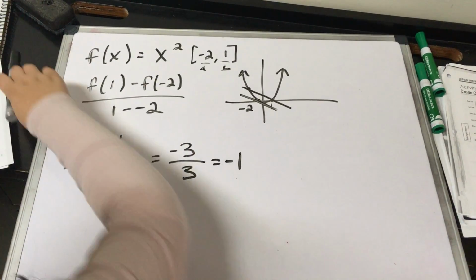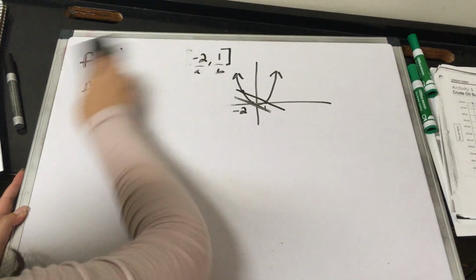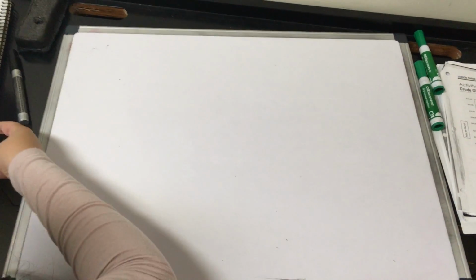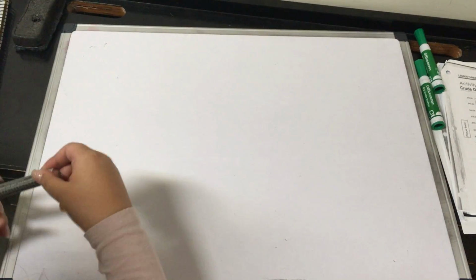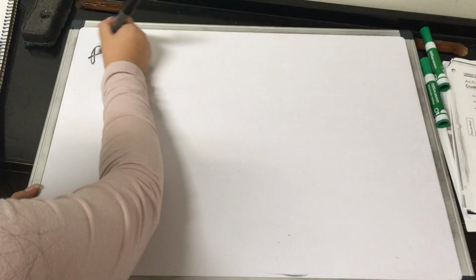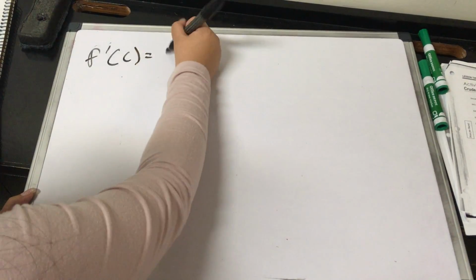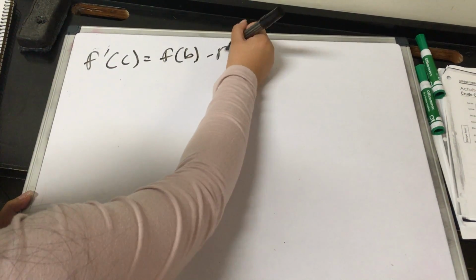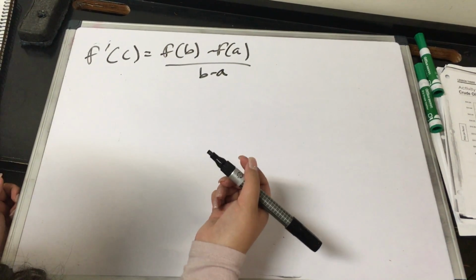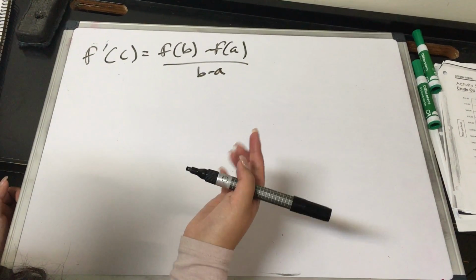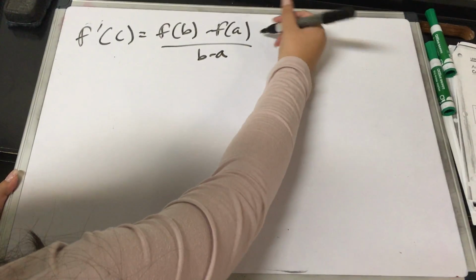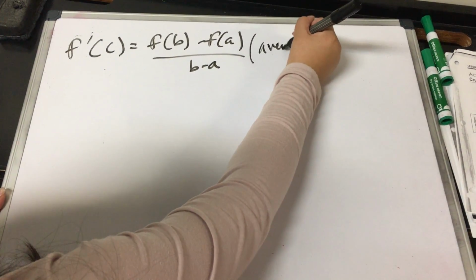And we also have another example. Some more real life applications for the mean value theorem is speeding tickets. So the formula, let me just write it on here. F prime of c equals f of b minus f of a over b minus a is also known as the instantaneous rate of change, and that is equal to your average rate of change, which is this equation. So this equation is also known as average rate of change.